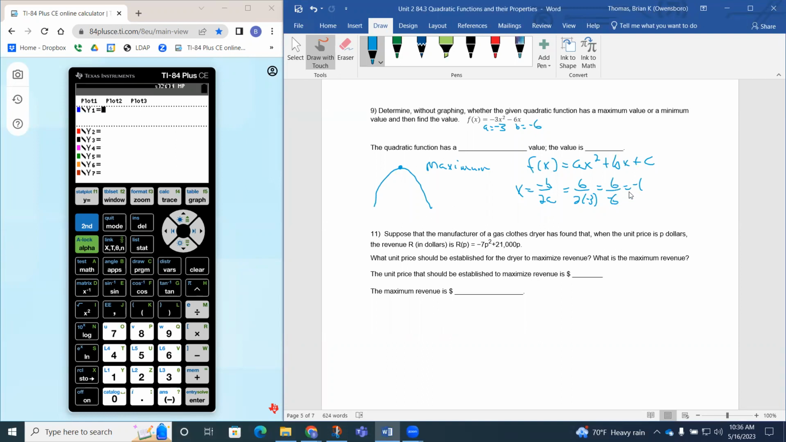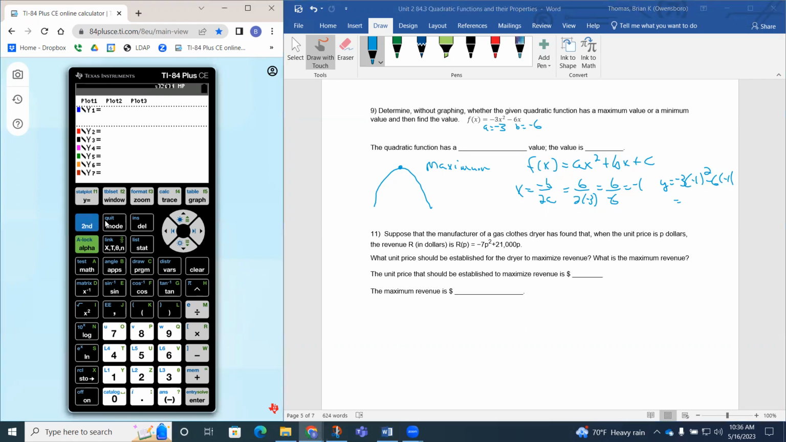So remember, this is where it occurs. To actually find the maximum value, we have to find the y value. So if we substitute the -1 in for x, y equals this -3 times -1 squared minus 6 times -1. If we do that math there, that'll give us the y value.